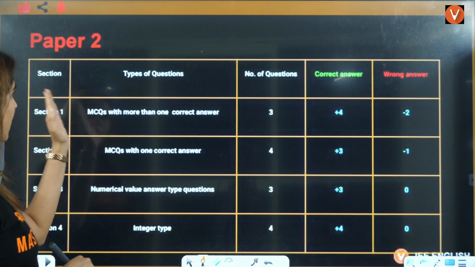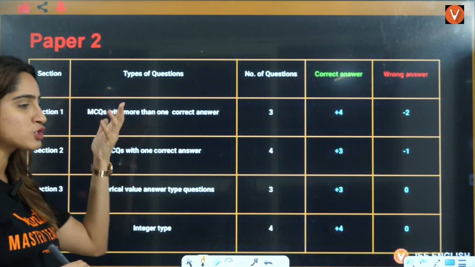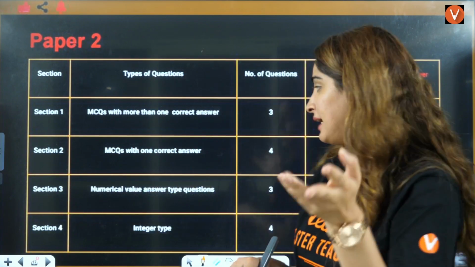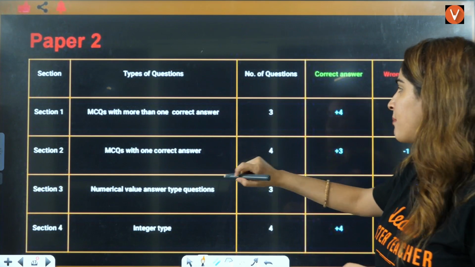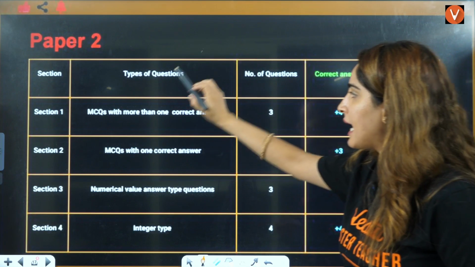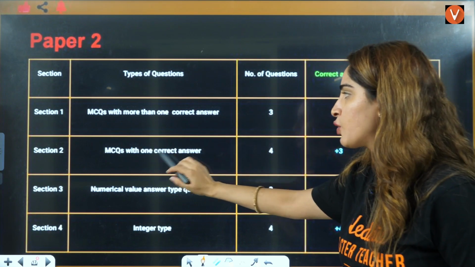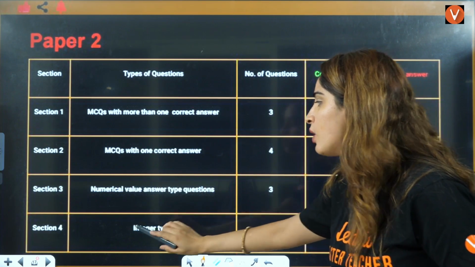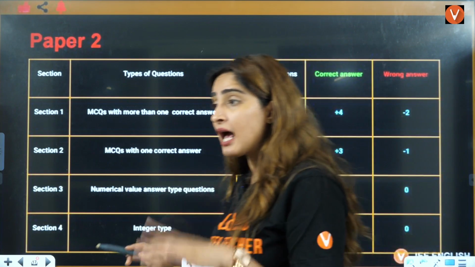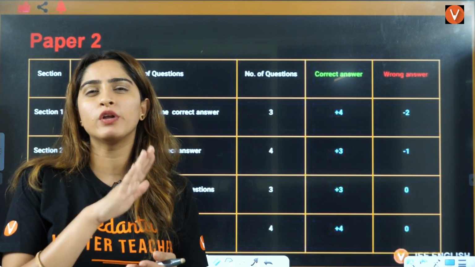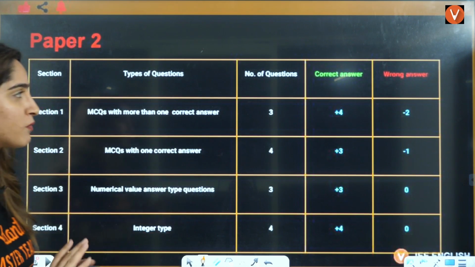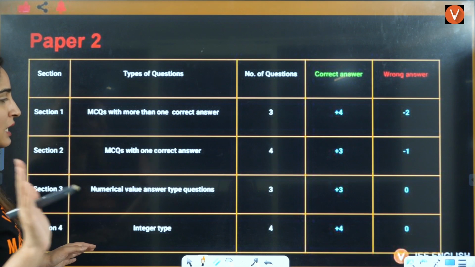Now, in paper 2 also the difficulty level will increase more, right? And here, this is just a random example we have taken, right? MCQs with more than one correct answer, numeric value, and then integer type. Now it may vary, depending upon the year, but yes, paper 2 will be more complex as compared to paper 1, as we have usually seen, right?